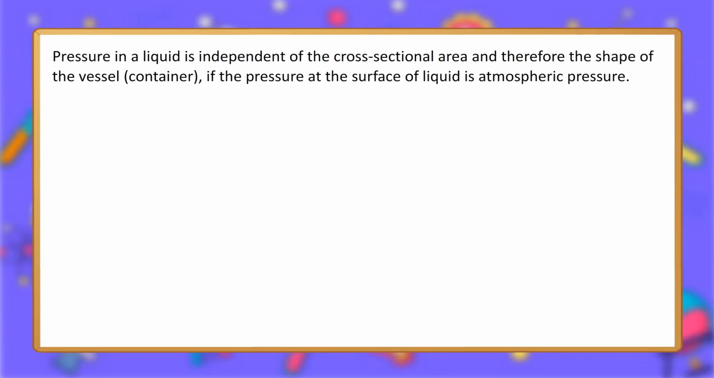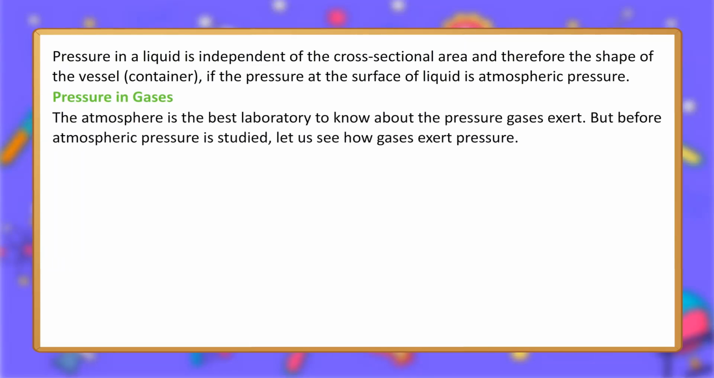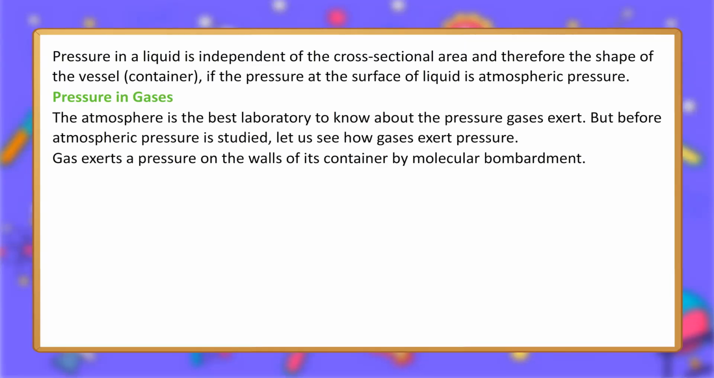Pressure in a liquid is independent of the cross-sectional area and therefore the shape of the vessel, or container, if the pressure at the surface of the liquid is atmospheric pressure. Pressure in gases. The atmosphere is the best laboratory to know about the pressure gases exert. But before atmospheric pressure is studied, let us see how gases exert pressure. Gas exerts a pressure on the walls of its container by molecular bombardment.